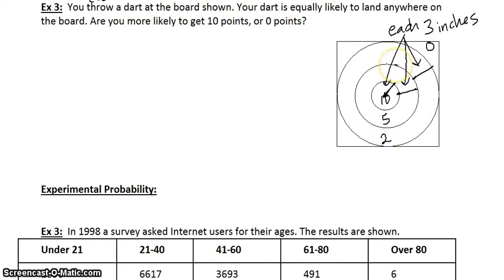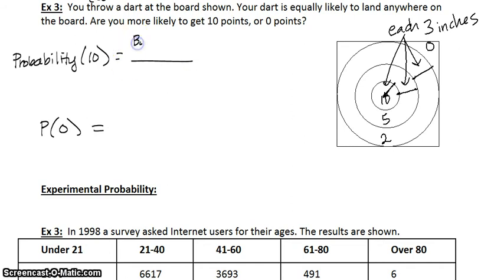The question is, if your dart is equally likely to land anywhere on the board, are you more likely to get 10 points or 0 points? Essentially, we need to figure out the probability of both of those happening. So I want to find the probability of getting a 10 score, and I want to find the probability of getting a 0 score. So if I was going to get a score of 10, I need to hit the bullseye.